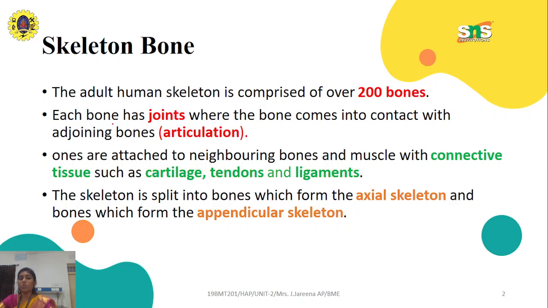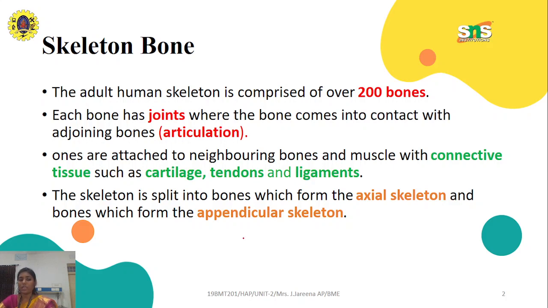And each bone has joints, because if you have bones, automatically you will have joints. With the help of these joints only we have a connection with other bones, so that we have movement functioning, so we are able to move from one place to another. Other than joints, we also have some tissues. These tissues mainly help to attach the neighboring bones and the muscles. These tissues are nothing but cartilage, tendons and ligaments.